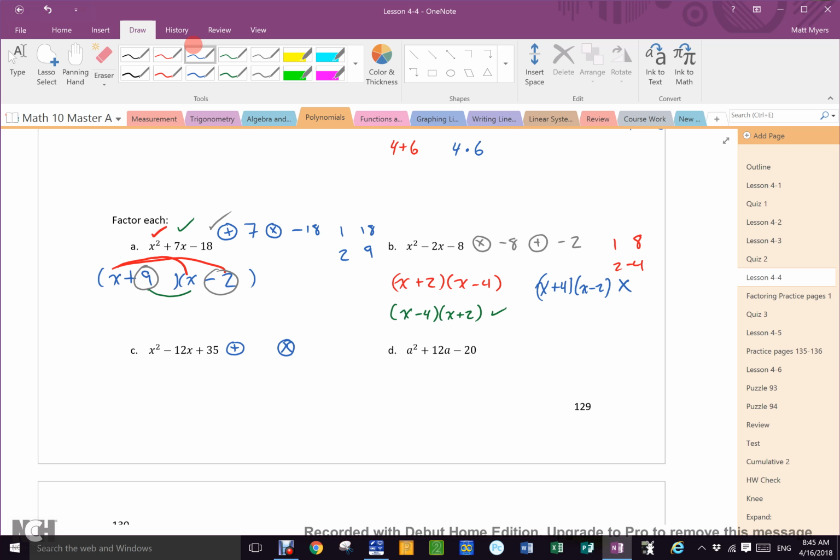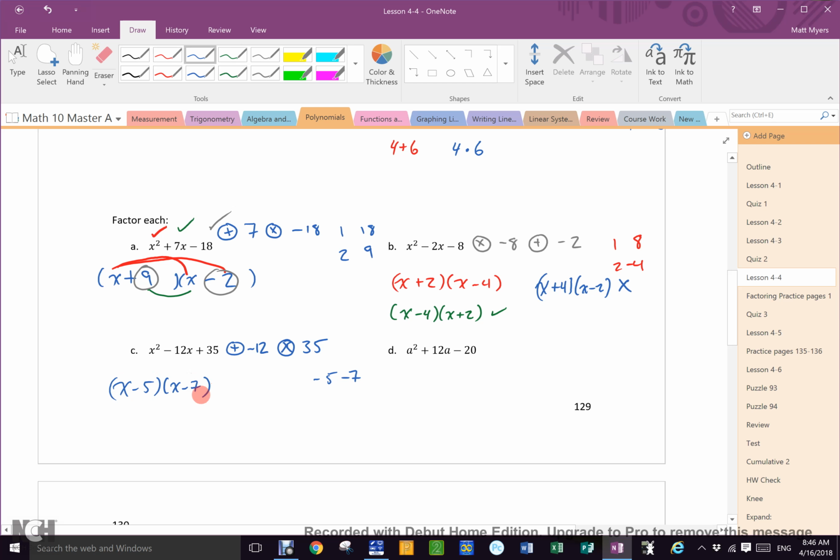What do I need to add to? Who's going to take the lead here? Negative 12. And what do I need to multiply to? 35. Is it 35 and 1? No. Is it 5 and 7? Yes. What kind of 5 and 7? They both have to be negative. x minus 5, x minus 7.